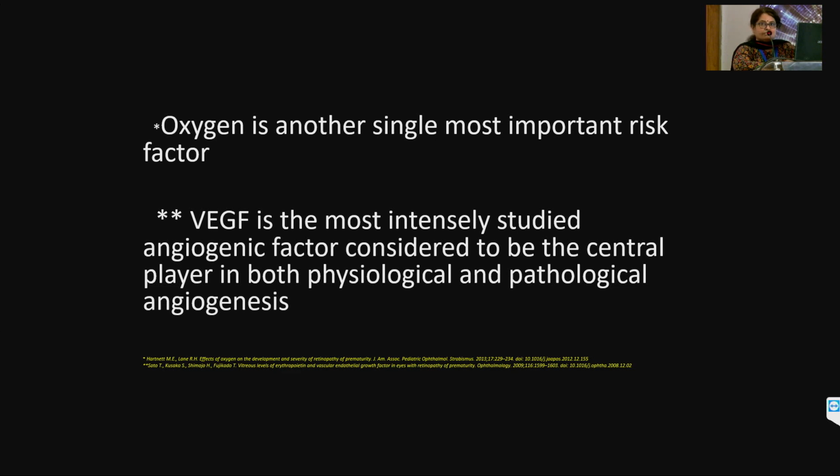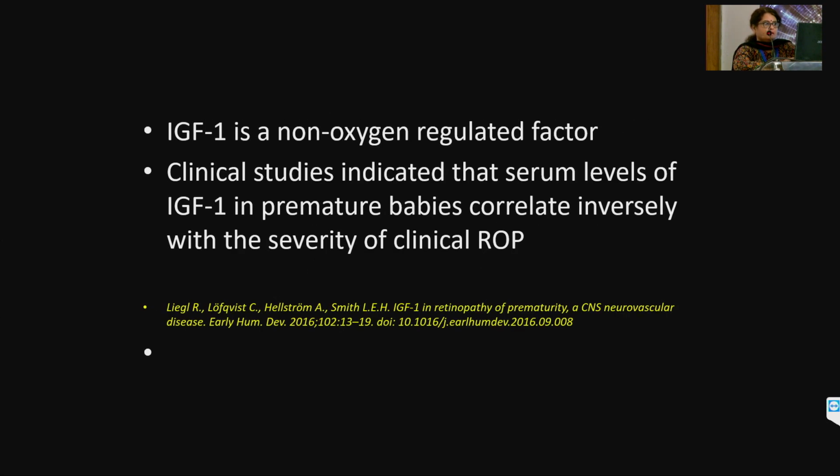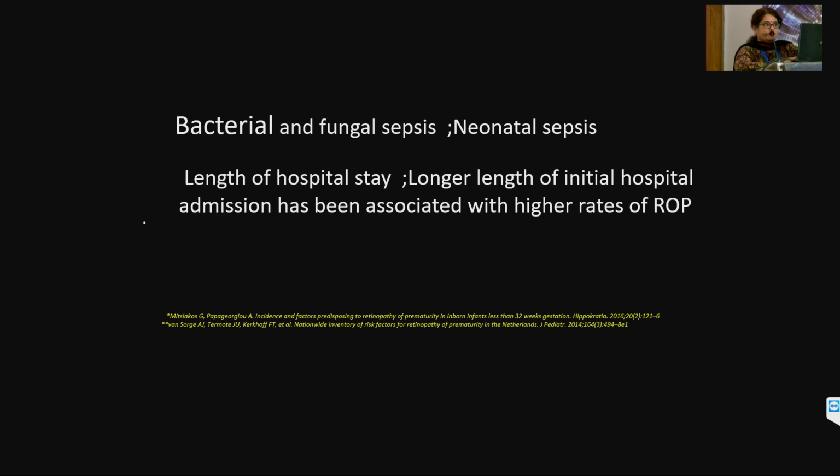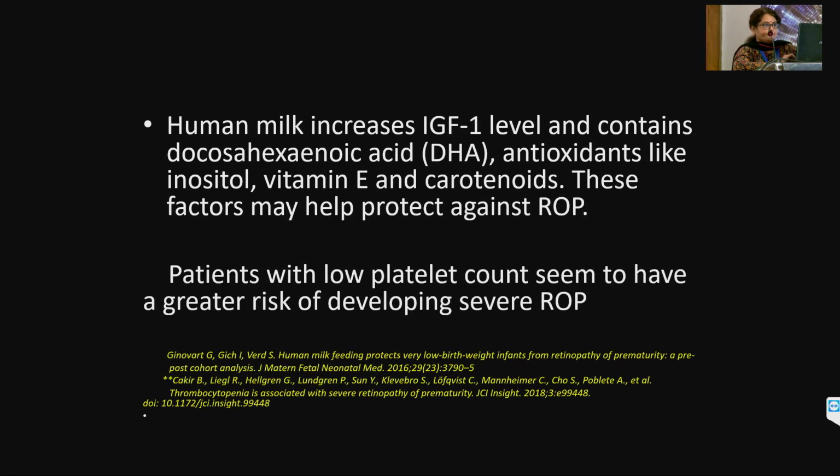And VEGF is the most intensely studied angiogenic factor, considered to be the central player in both physiological and pathological angiogenesis. Insulin-like growth factor is a non-oxygen regulated factor, and clinical studies indicated that there is an inverse relationship between IGF levels and severity of clinical ROP. And we know that if there is bacterial and fungal sepsis, the child is more prone to ROP, and a longer initial hospital admission will obviously be associated with higher rates of ROP. Human milk has been found to have protection against ROP.